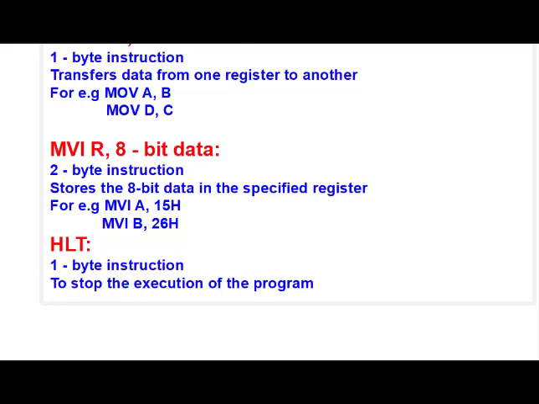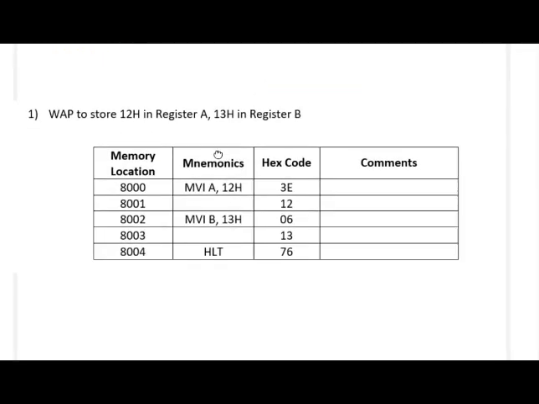Now let us see some programs. First we will see the programs, then we will actually execute them on a simulator. This is the first program. Write a program to store 12H in register A, 13H in register B. Whenever we want to write an 8085 program, we have to make 4 columns. The first is the memory location, the second is the mnemonics, the third is the hex code, and the fourth is the comments.